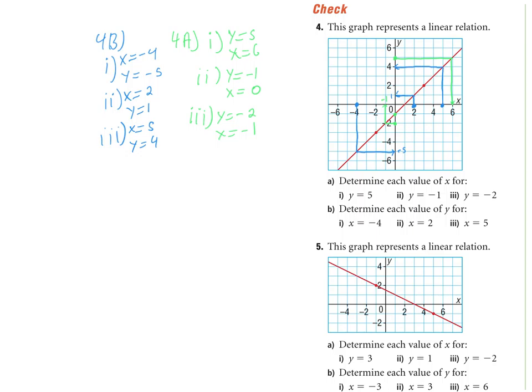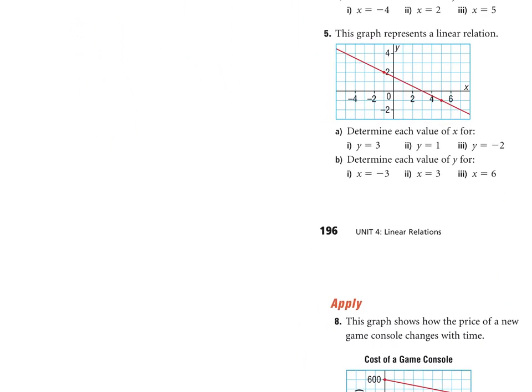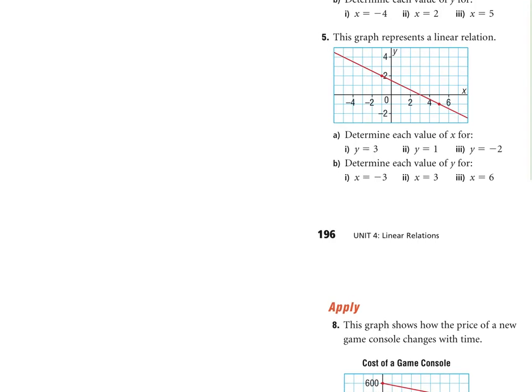So now number 5. Very similar question to number 4. This graph represents a linear relation. This time we have one going in this direction, and it's the same idea. It wants us to determine the value for x when y is 3, 1, and negative 2, and then in b we're determining the value for y when x is negative 3, 3, and positive 6.